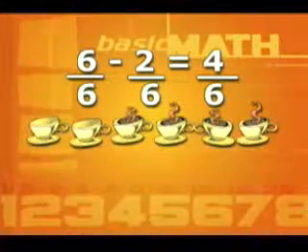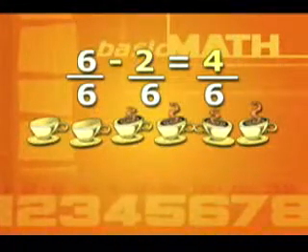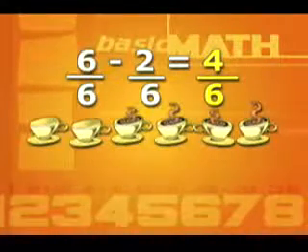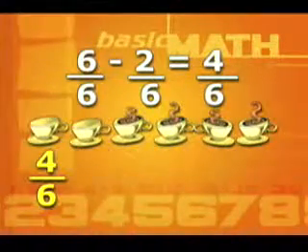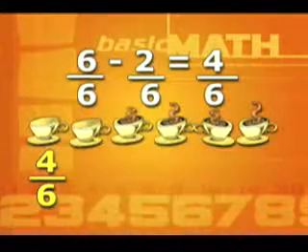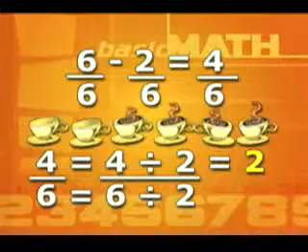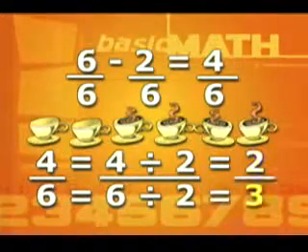So we subtract the numerators. 6 minus 2 equals 4. We leave the denominator, so our answer is 4/6. We could reduce this fraction further by dividing the 4 and 6 by their common factor, 2. Dividing each number by 2 leaves us with a numerator of 2 and a denominator of 3.